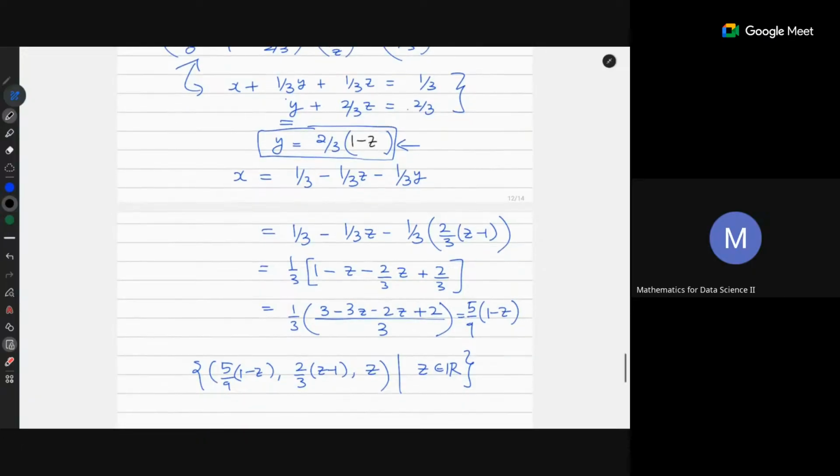Now, if I substitute this back into here, then it will be minus z, and then minus 2 by 3, and then plus 2 by 3 z. And then this plus, and z will be removed. So it will be 1 minus z. Right. Oh, thanks. Yes, sir. Thank you. Thanks for correcting me.